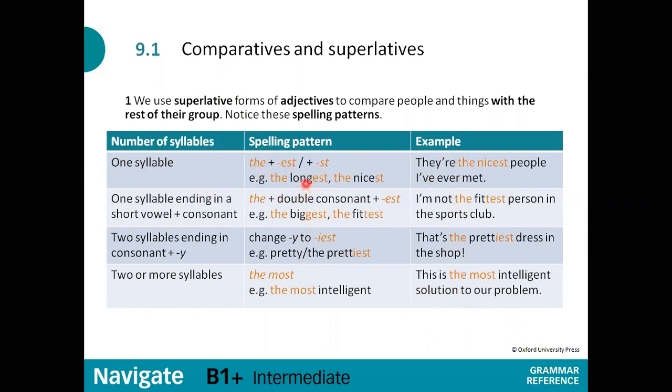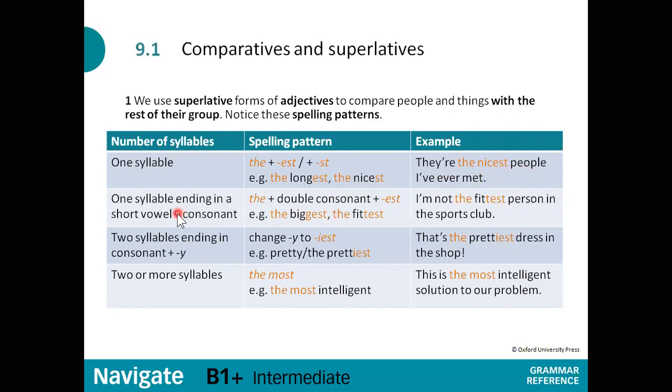For example, the adjective is long here, so you want to make it superlative, you say the longest. Nice, the nicest. Here long takes est, but here nice takes st because the ending is e. For example, they're the nicest people I've ever met. So it means I have met a lot of people in my life, but they are the nicest people among people whom I have met so far.